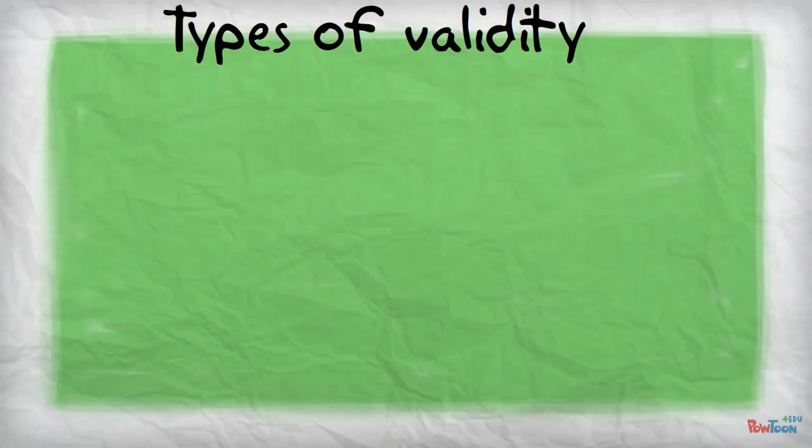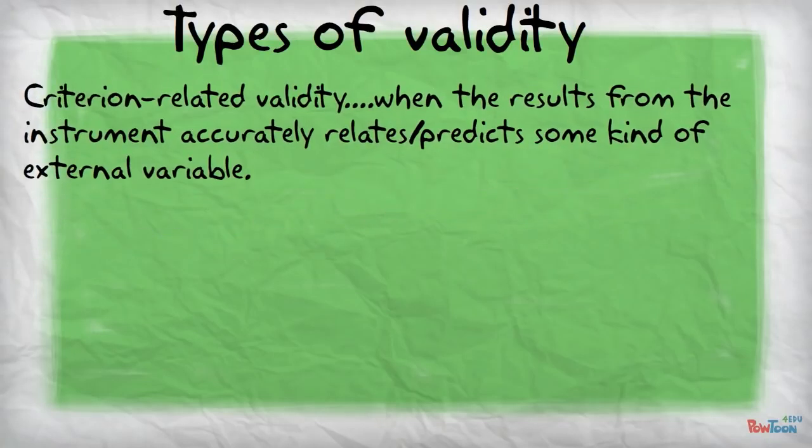Okay, let's talk about criterion-related validity. This is when the results from the instrument accurately relate to or predict some kind of external variable that's related to the construct or the concept or whatever it is that we're studying. The classic example is SAT scores and its criterion, its external variable of college performance.